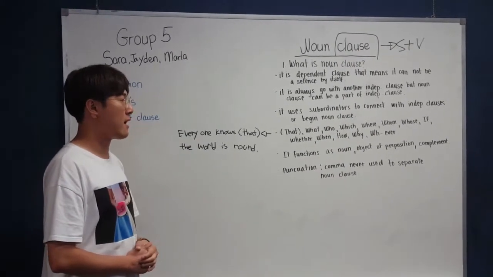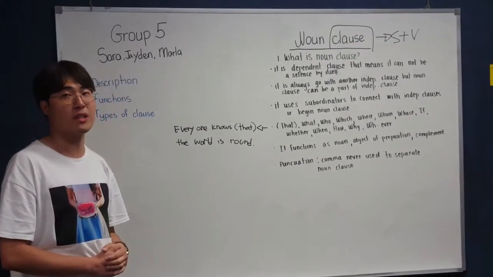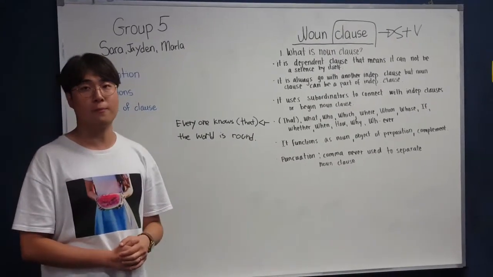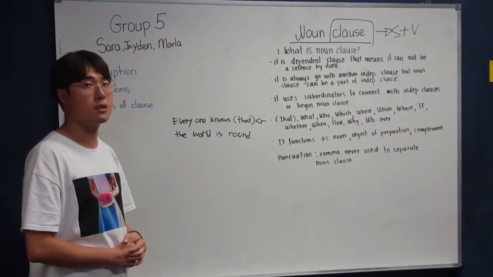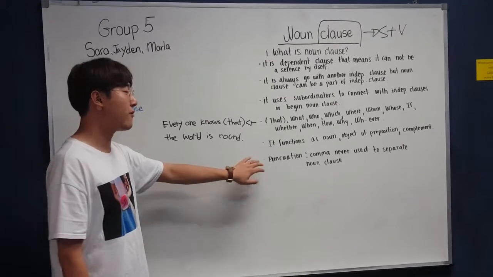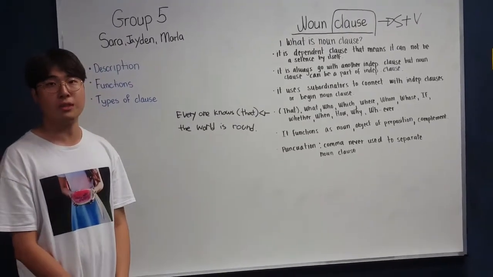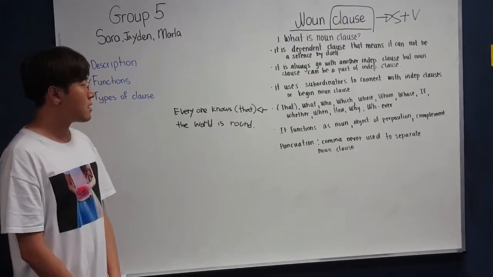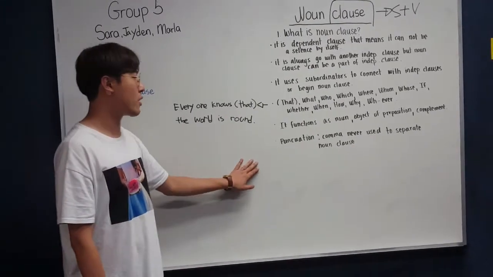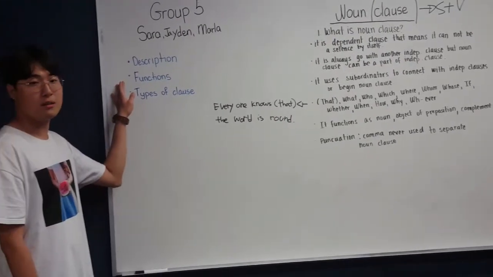A noun clause functions as a noun, but it can also function as the object of a preposition and as a complement. As for punctuation, a comma is never used to separate noun clauses. So now we're going to talk about the functions of noun clauses.